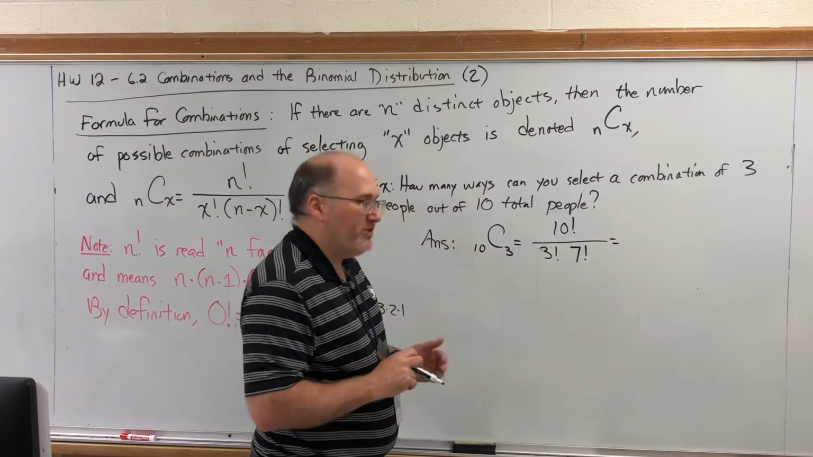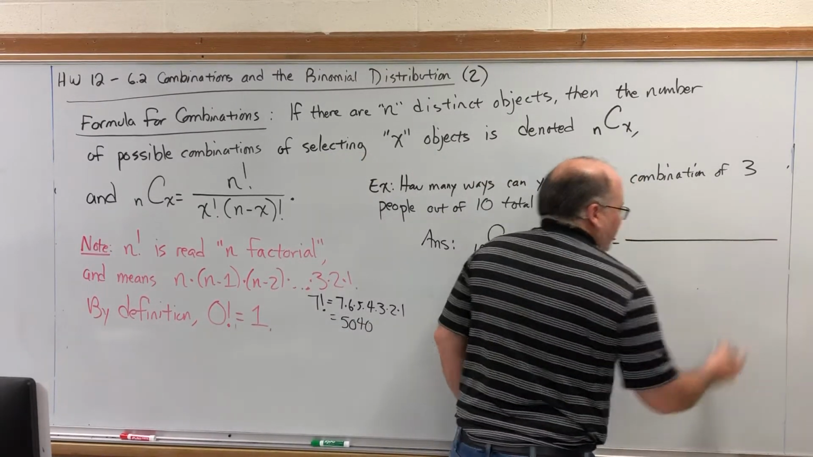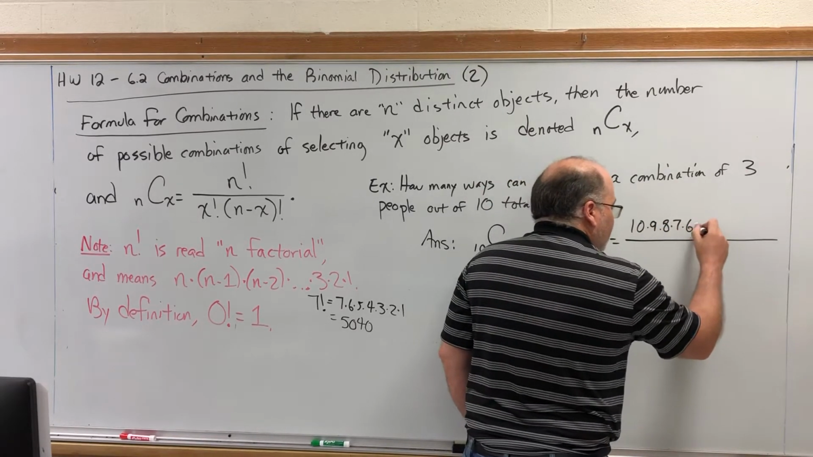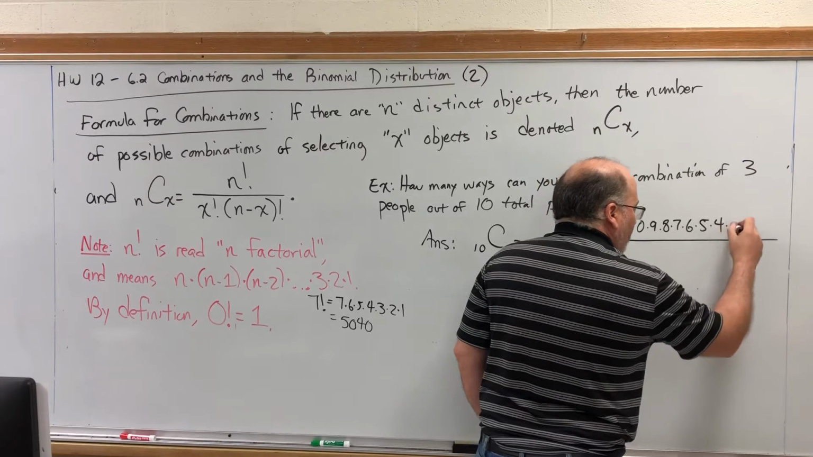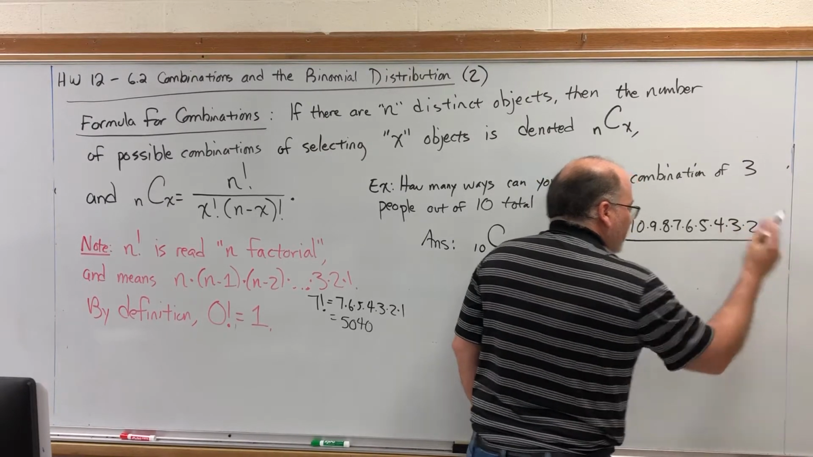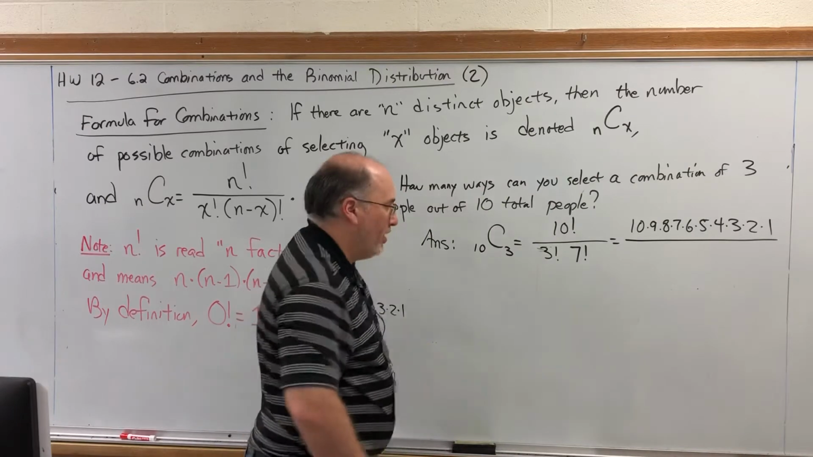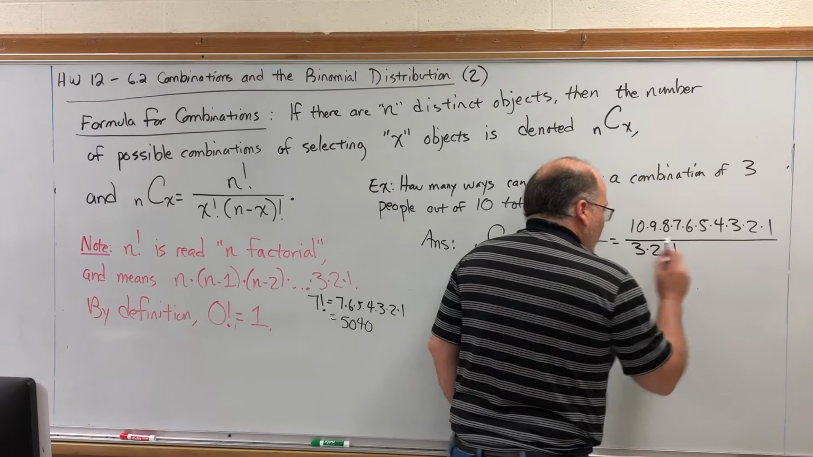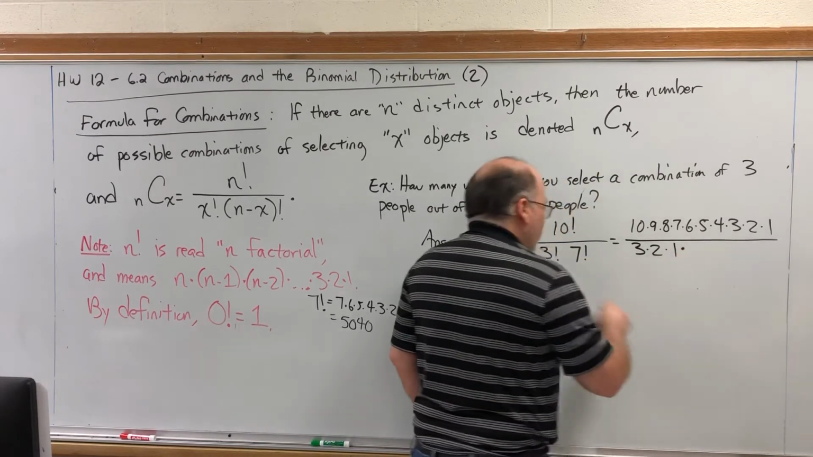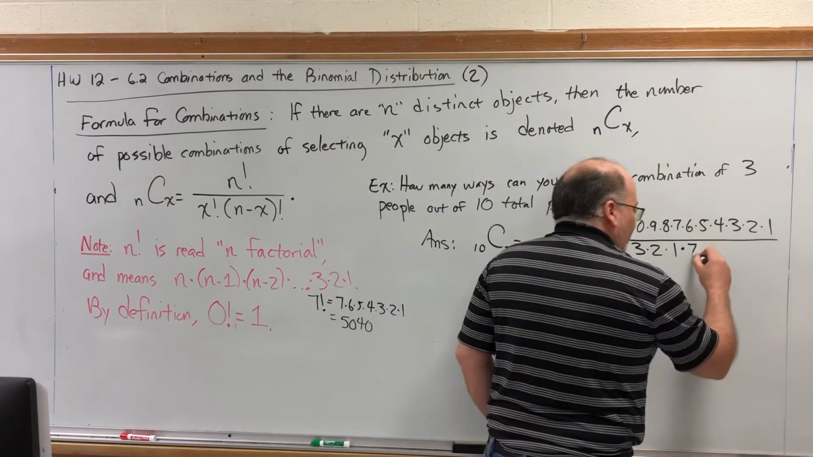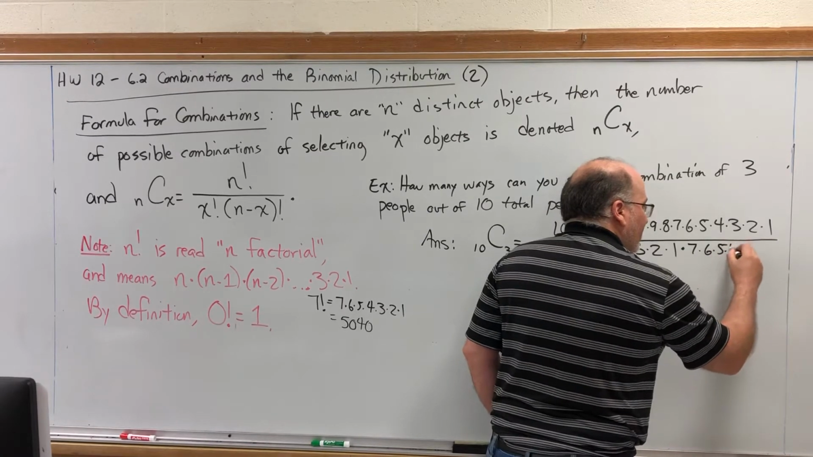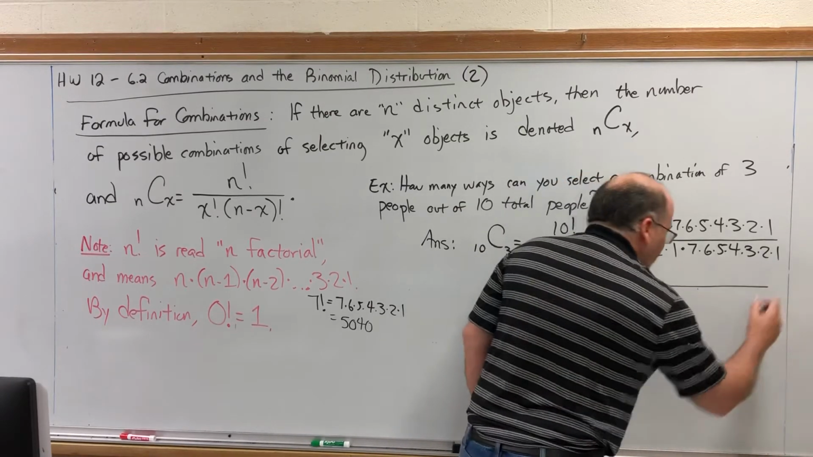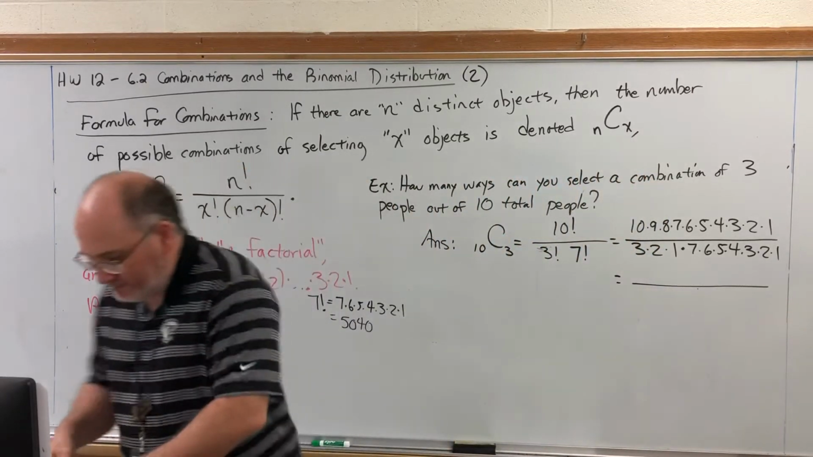Then, each of these means a different multiplication problem. 10 factorial means 10 times 9 times 8 times 7 times 6 times 5 times 4 times 3 times 2 times 1. It's a long multiplication problem. 3 factorial means 3 times 2 times 1, much shorter, times 7 factorial, which means 7 times 6 times 5 times 4 times 3 times 2 times 1. And now you just multiply both sides and divide.